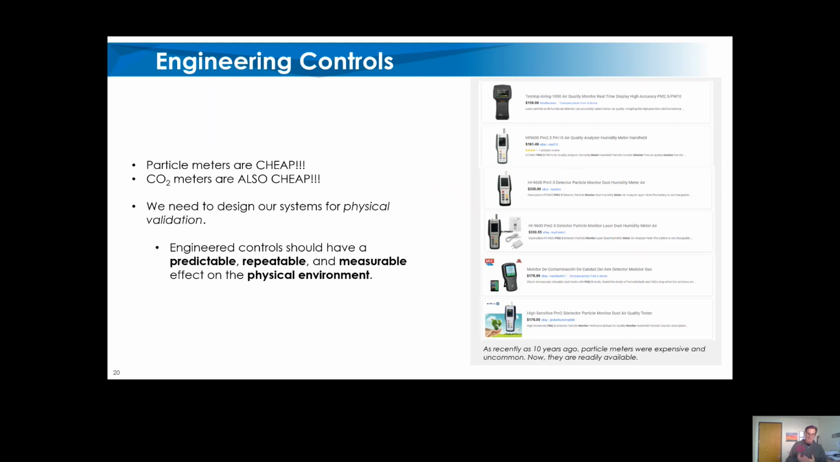I think that's important because if ASHRAE wants to get into the infectious disease business, there's kind of 2 ways you can go there. You can start selling snake oil to scared people, or you can do engineering. And if you want to do engineering, then that means you need to have a predictable, repeatable, measurable effect on the physical environment. So I think we have a ways to go with that, and we need to do a lot more measurement before we do a lot more writing.